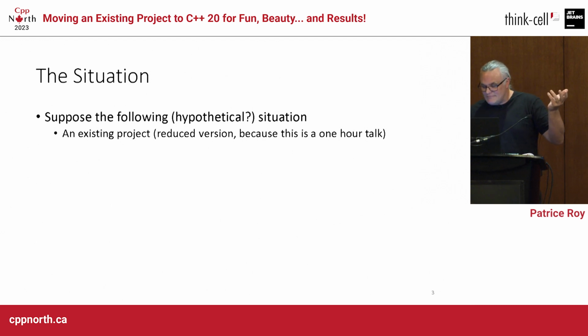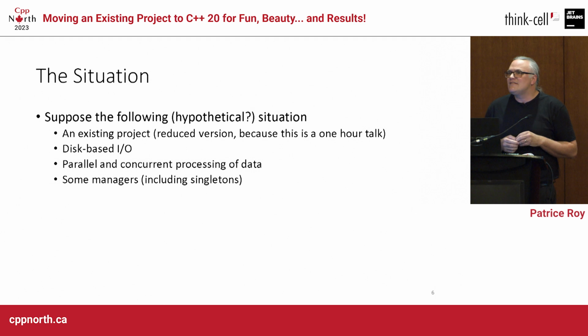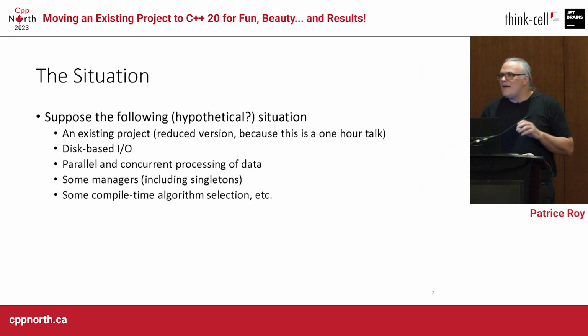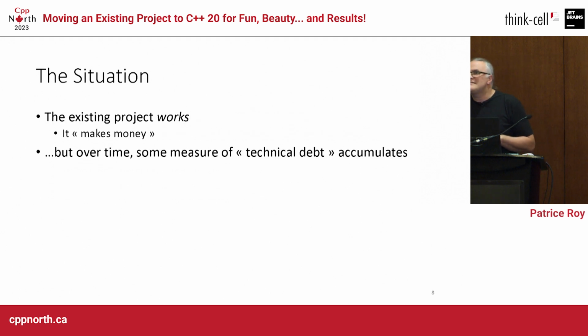Well, they said, we have this product. You know, so it exists, it works. It does I/O, it does parallel and concurrent processing of data. We have managers, singletons and stuff. We'd like to get rid of them, but it's not always easy. We do some compile time stuff to choose algorithms, kind of like what you do in the standard library sometimes. And it works. You know, we have something that makes money. So it's cool, we're not gonna change it.